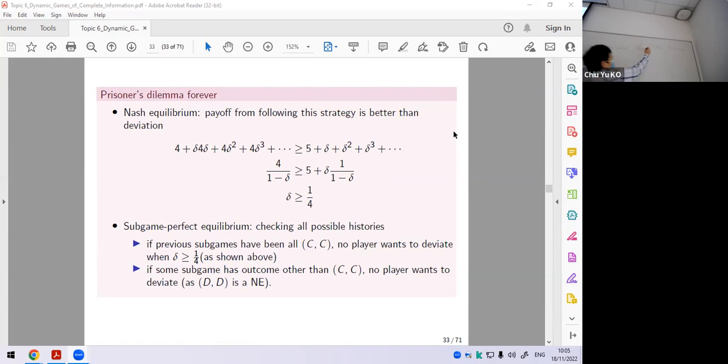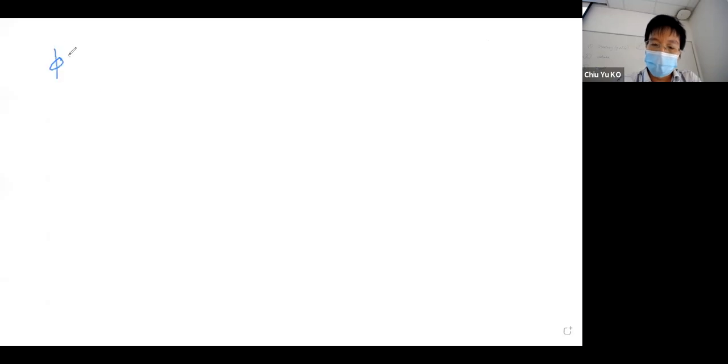If under CC, what happened? Let me write it down. I should have the slide that is written here, but I forgot to upload it. You don't need to copy because it will be there when I upload the slide. So in that case, we start with CC. You start with empty. If you deviate you have 5, and if you don't deviate, you have 4, and 4 delta, and 4 delta squared, and so on and so forth.